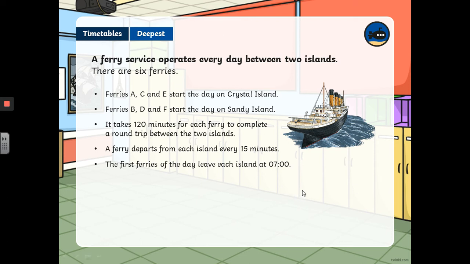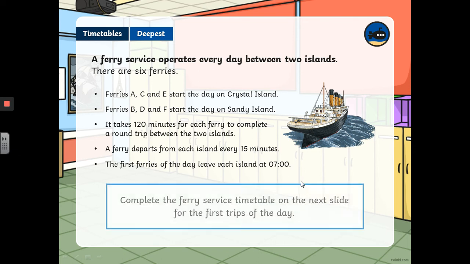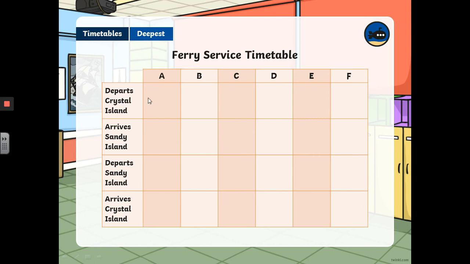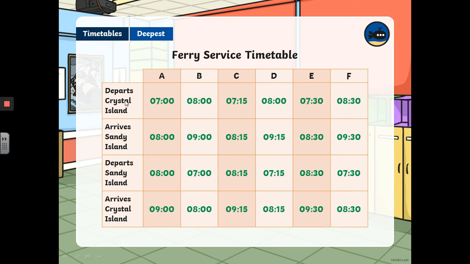Too many questions. Let's see what exactly they want to ask. Complete the ferry service timetable on the next slide for the first trips of the day. Okay, so these are the options given, different ferries with different timetables. We have to complete this on the next slide. So departs Crystal Island, arrives Sandy Island, departs Sandy Island, arrives Crystal Island. Ferry A, B, C, D, E, F. They depart at 7, arrives at 8, departs at 8, arrives at 9. This is how you can form a timetable.